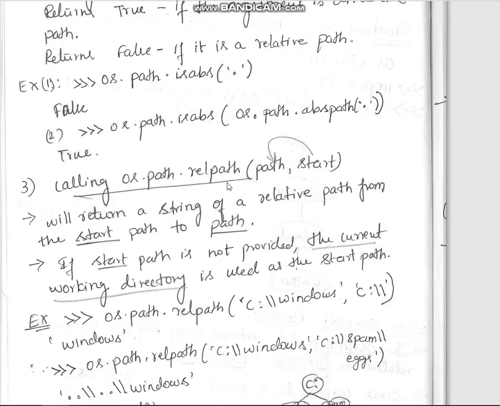Similarly, calling os.path.relpath(path, start). We have to specify the path, and the start, which is the folder from which it begins in the relative path. As we all know, a relative path will not start from the root directory. It will return a string of the relative path from the start path to the path we have specified. If the start path is not provided, then the current working directory is used as the start path.